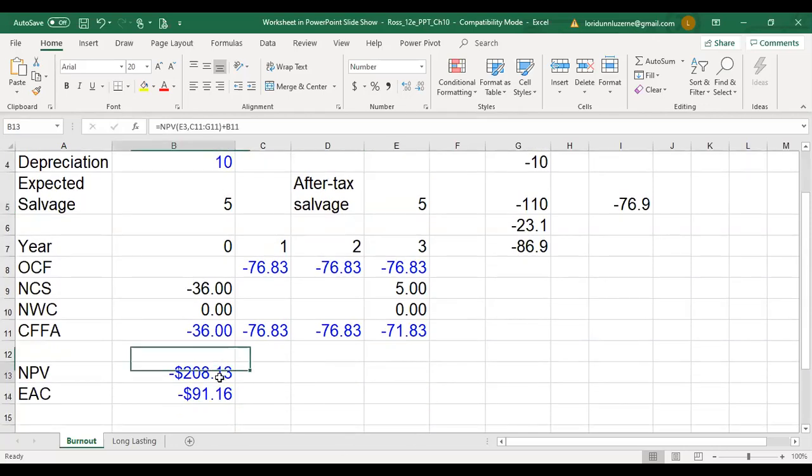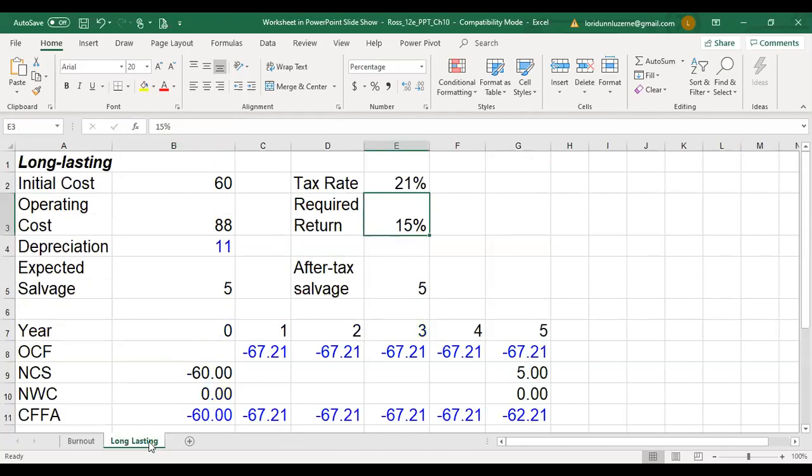So the first thing we want to do is calculate our net present value. What is the net present value of using the burnout batteries? 208, it's minus 208.13. So we're looking for the one that costs us the least. I know I'm running out of time here, so let me just show you long lasting.